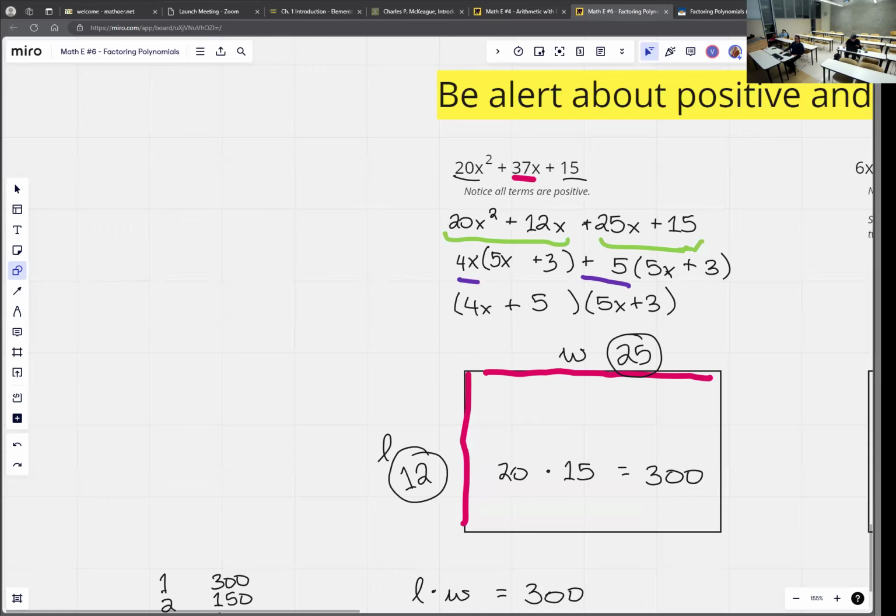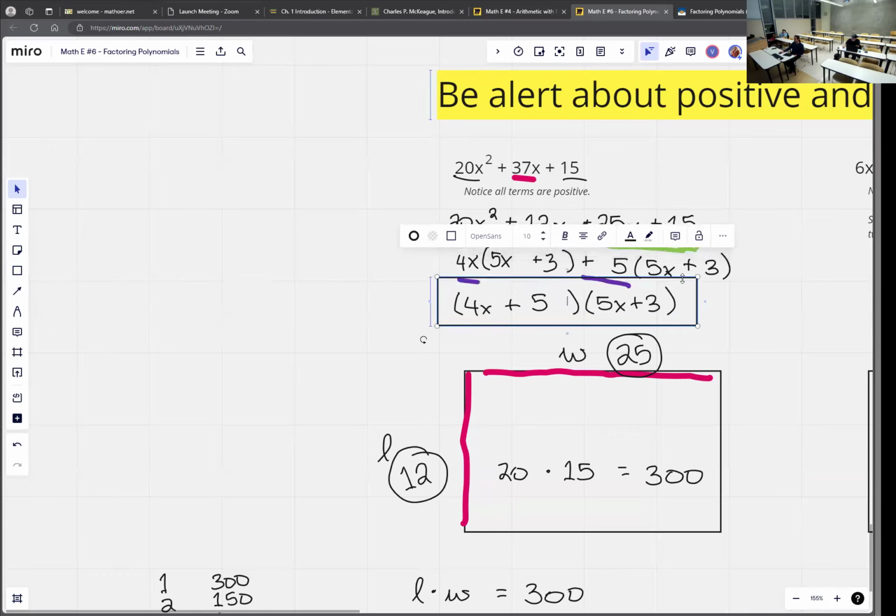Come on, show me my menu. Ooh, okay. Yay, okay. Everyone happy with our first factoring problem?